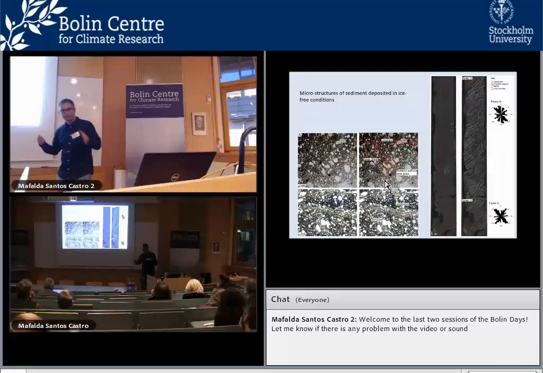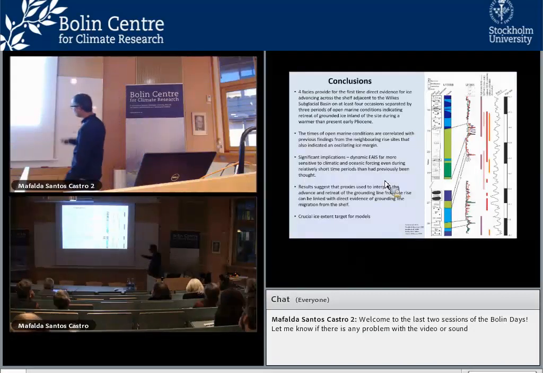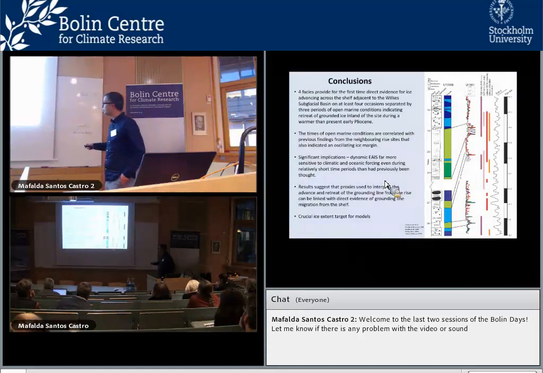You do get some deformation, which is related to depositional processes, but it's very different. So finally, in conclusion, we can look at our core, and you can see these blue colors.